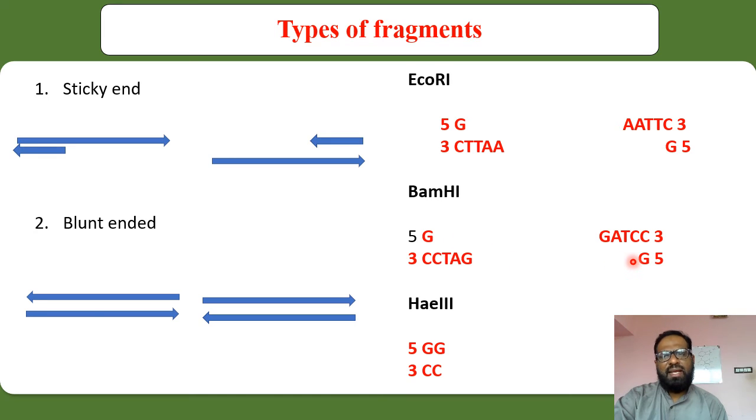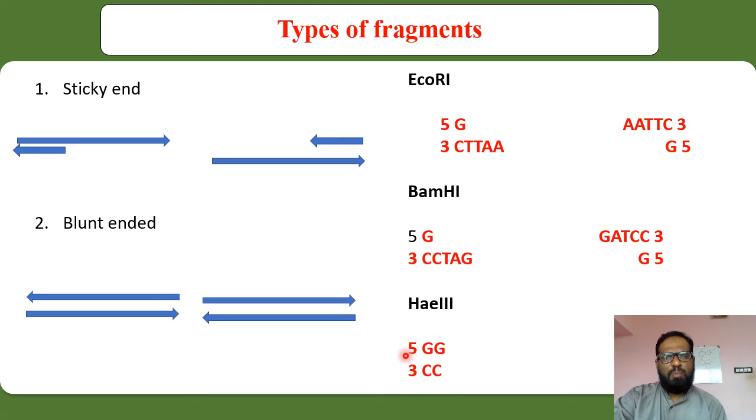Here also you can find that the staggered ends are created. And if you take the second type of the fragments which are generated after the digestion of the DNA with the restriction endonuclease, blunt-ended fragments are present. We have already taken the example of HAE3. Here you can find that the bond is present between GG and CC, and the phosphodiester bond is broken after G and C. Here also the same bond is going to be broken.